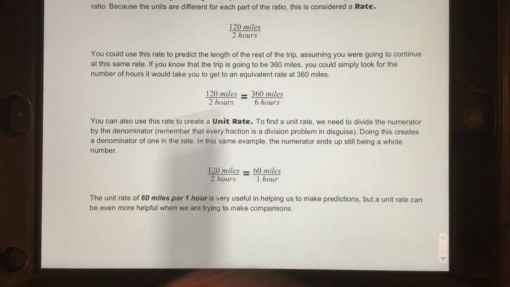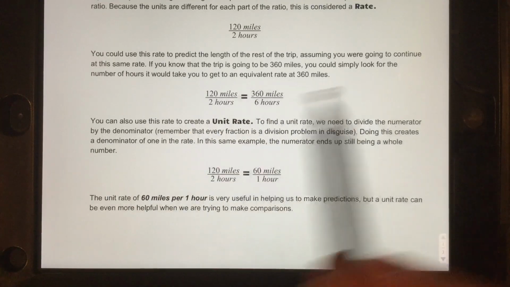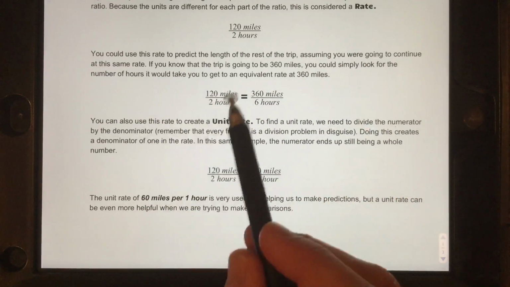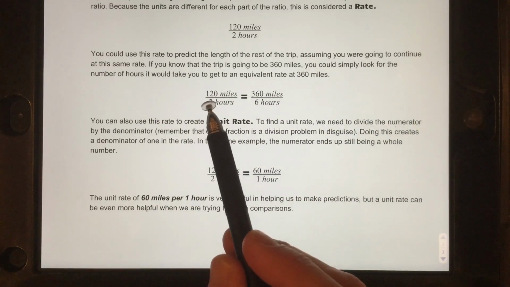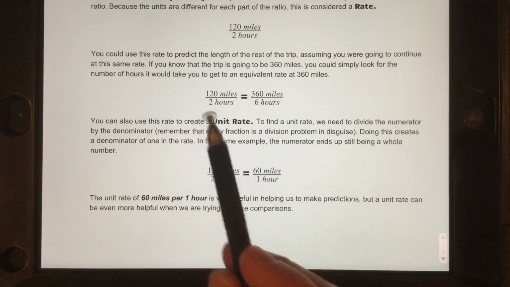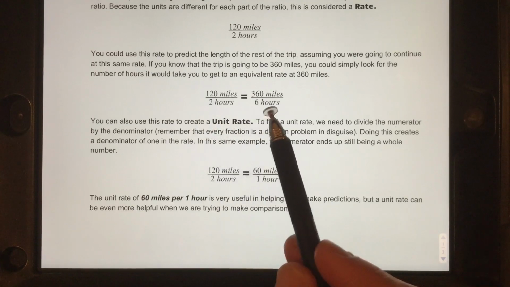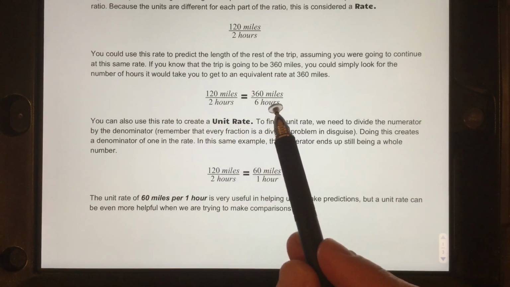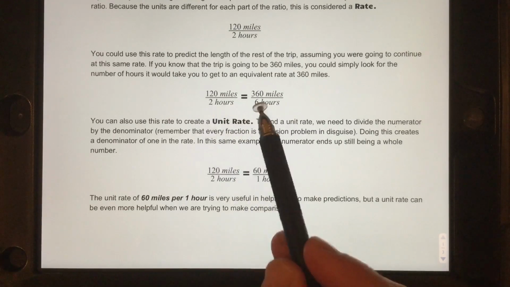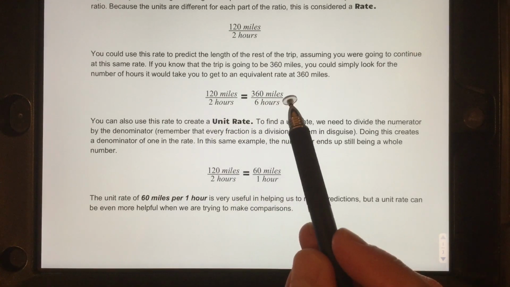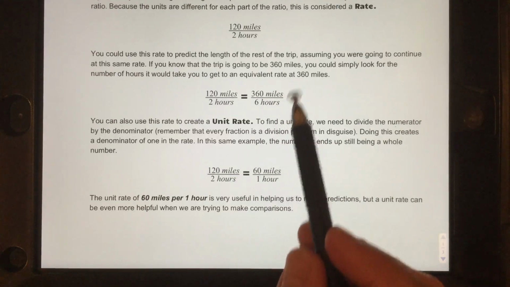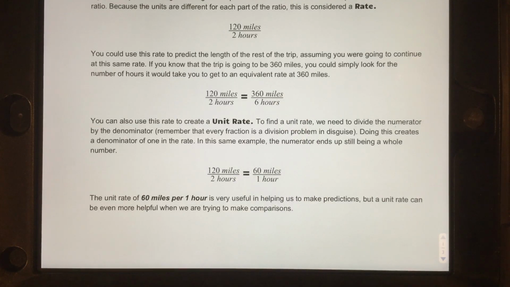We can make conversions with that rate. We could say, how long is this trip going to be? If we know it's 360 miles, then we just keep adding on. Well, 120 times 3 is 360. So just like that equivalent fraction, 2 times 3 is 6. So you basically counted this rate 3 times. Okay? And then keeping that same ratio, an equivalent ratio, right? That tells me it'll take us 6 hours to make that trip.